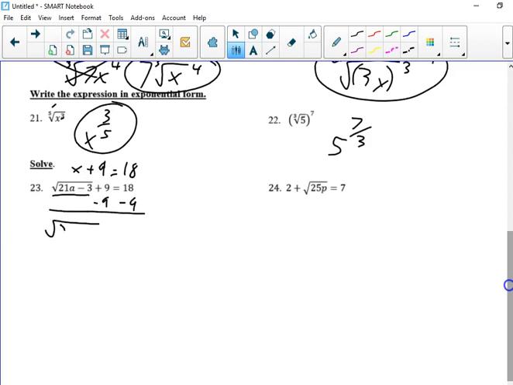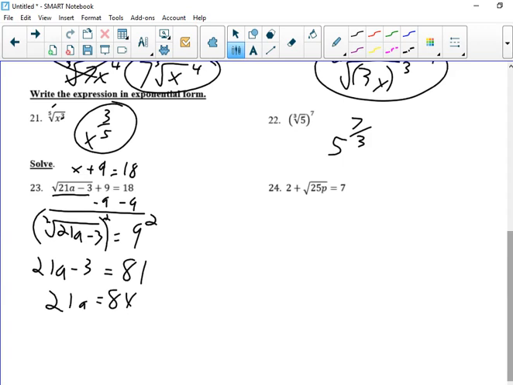So you have the square root of 21a minus 3 equal to 9. Now, how do we get rid of a square root? Well, we square it. What we do to one side, we do to the other. So that gives me 21a minus 3 equals 81. I'm going to add 3 to both sides and get 84. Then divide by 21, and I get a equals 4.